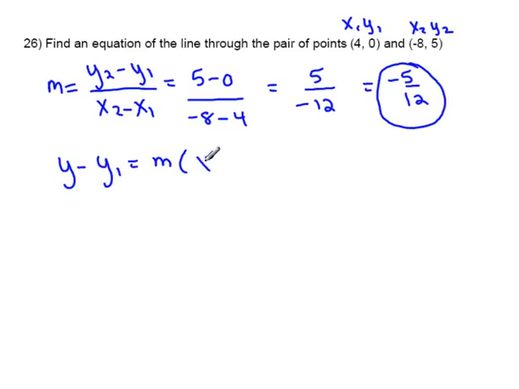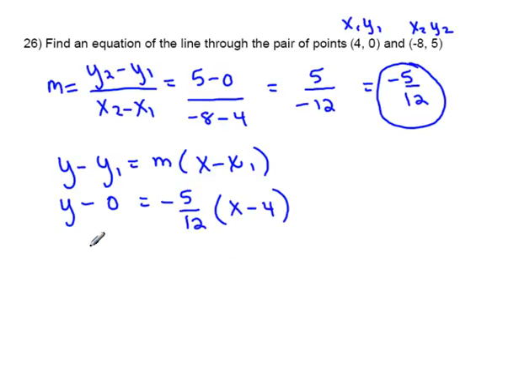So remember that equation is y minus y1 equals m times x minus x1. I'm going to use the point x1, y1. You could use the second point, it doesn't matter, and I'm going to use this slope. So y minus 0, since y1 is 0, equals the slope, negative 5/12, times x minus 4.